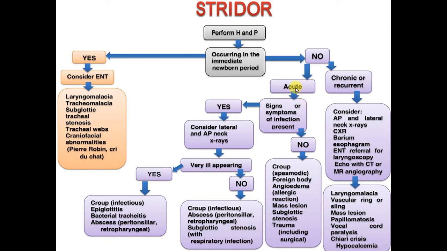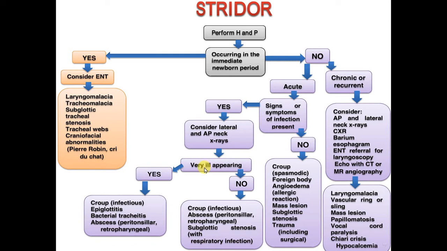If it is acute, are there any signs or symptoms of infection present? If there is no sign of infection, this may be croup, spasmodic croup, foreign body, angioedema, allergic reaction, mass lesion, subglottic stenosis, or trauma including surgical. If there are signs or symptoms of infection, consider lateral and AP neck x-ray.